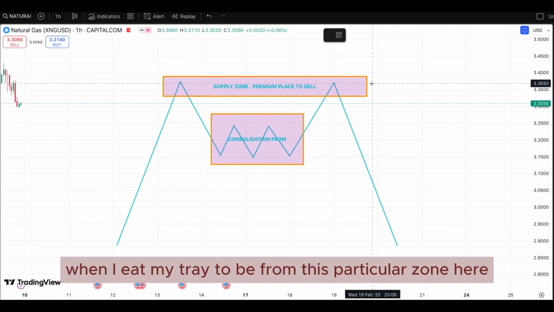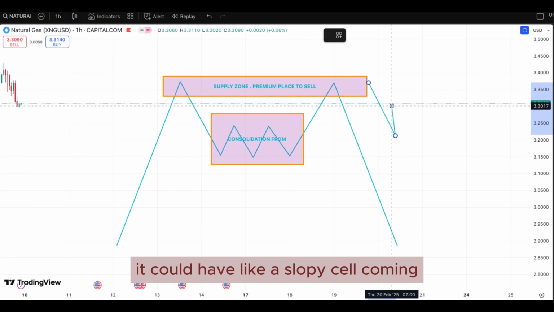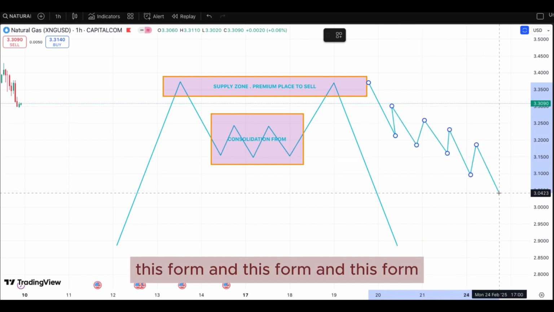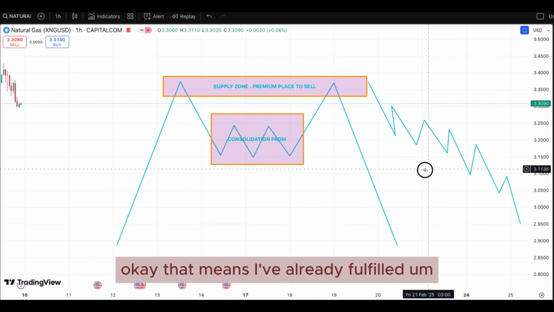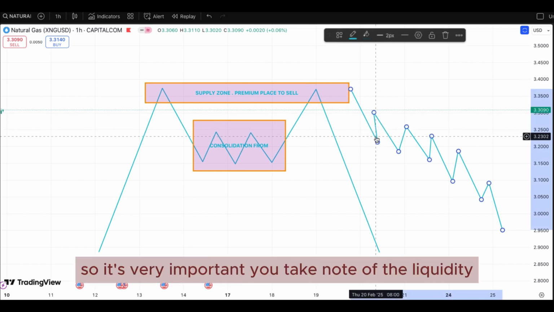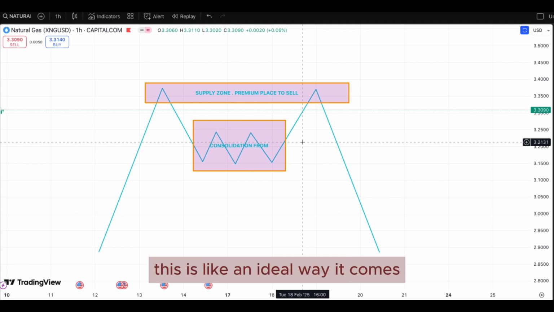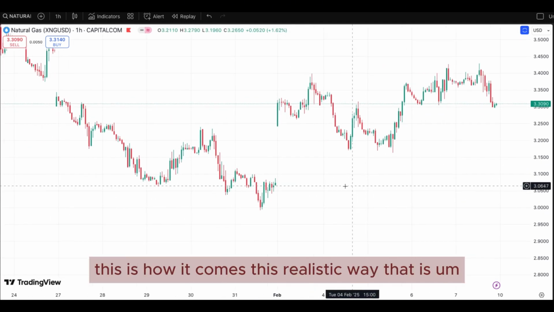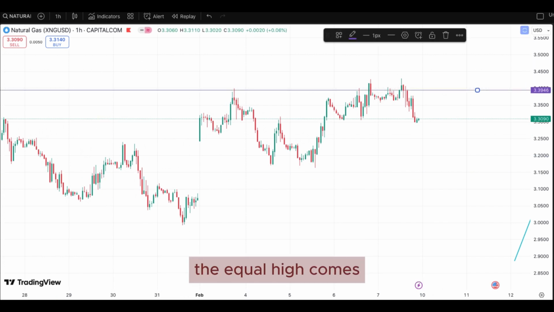it could be from this particular zone here, you could have a sloping sell coming through this form, and this form, and this form down to the bottom. Okay, that means I've already fulfilled the trade. So it's very important to take note of the liquidity. This is an ideal way it comes, but it's not realistic. This is how it comes, a realistic way that the equal high comes.